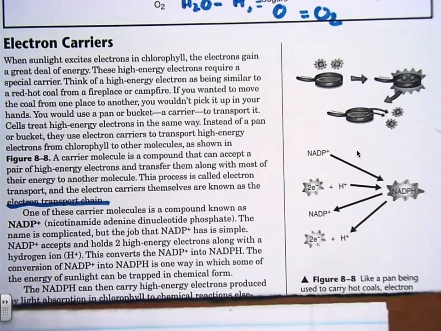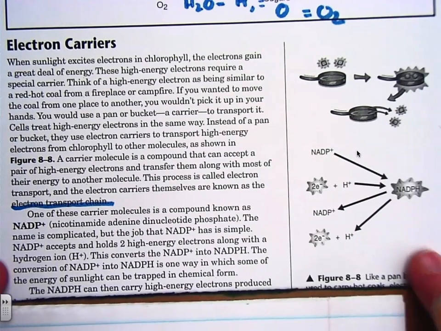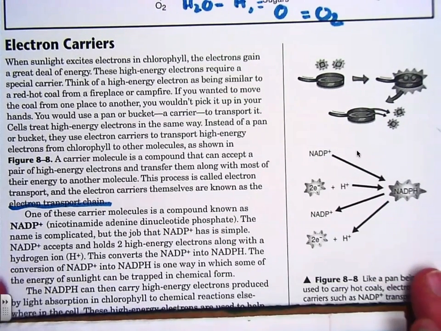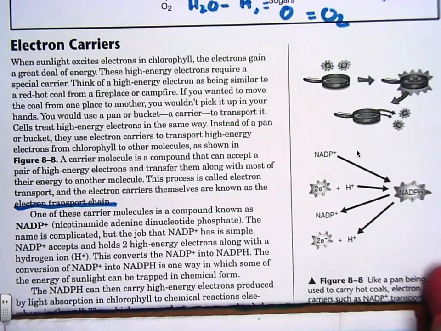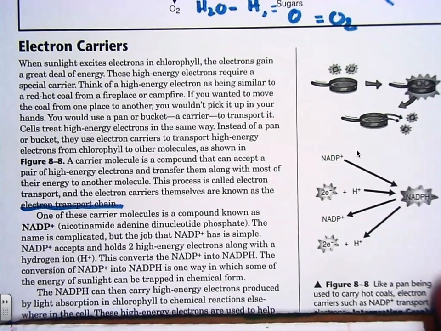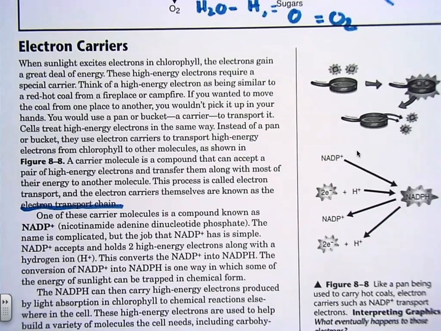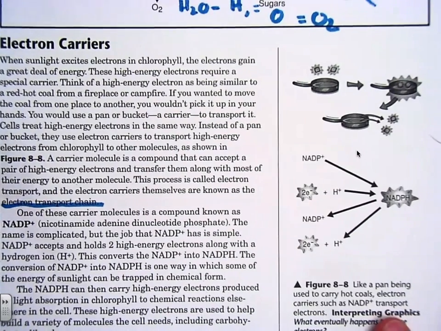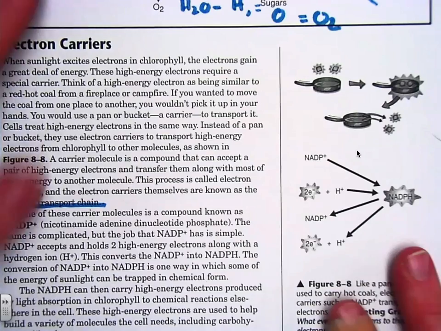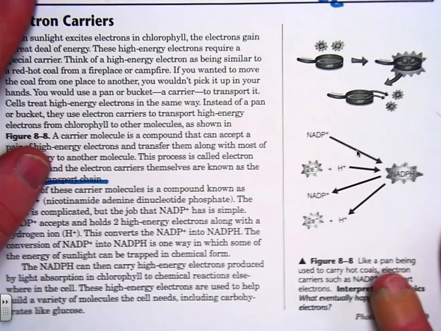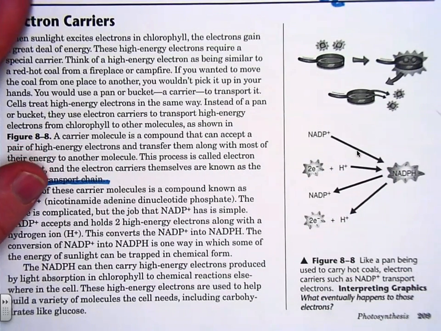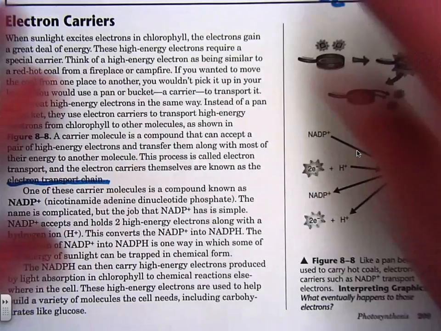Starting to see it. The NADPH can then carry the high energy electrons produced by the light absorption in chlorophyll to chemical reactions elsewhere in the cell. These high energy electrons are used to help build a variety of molecules that the cell needs, including carbohydrates, like glucose. All right. Well, class, that's good.